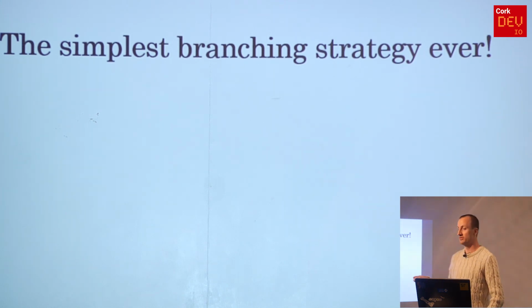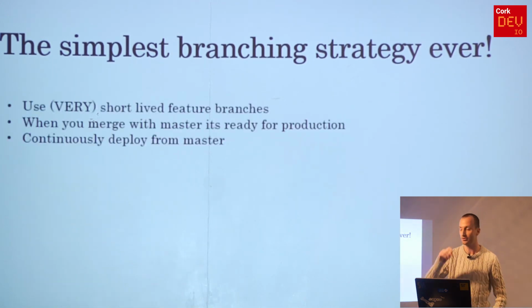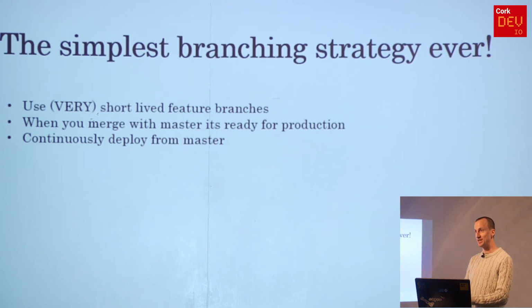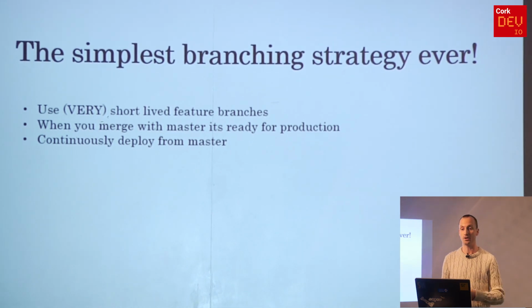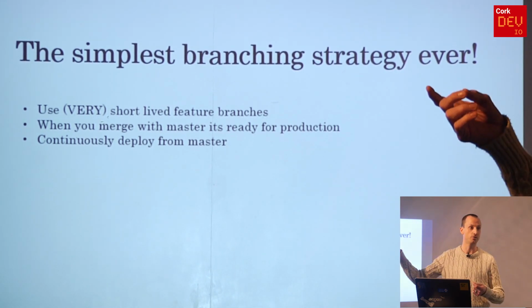When it comes to branching, I think you need to have the simplest branching strategy imaginable, and I put it to you that this is how you should branch code. Have really short branches, so maybe a few hours or a day if you're working on a feature. If it's not finished, put a feature switch around it and commit it to master. And as soon as you commit code to master, it goes straight to production.